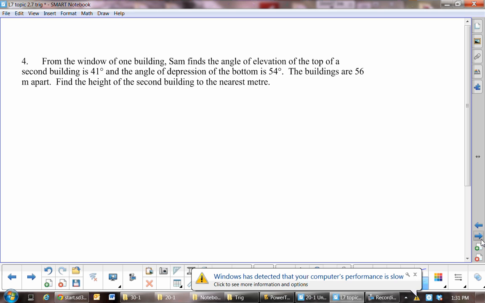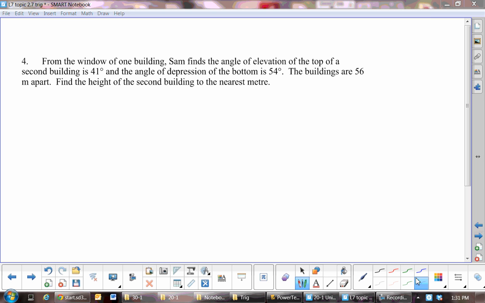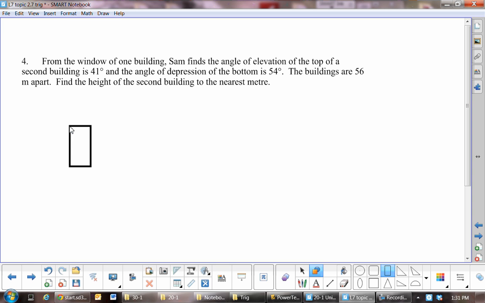Okay, so we would have two buildings going. Okay, where's my little shape thing? Okay, I'm going to do, so I got this building. Okay, and then let's say we got this building.